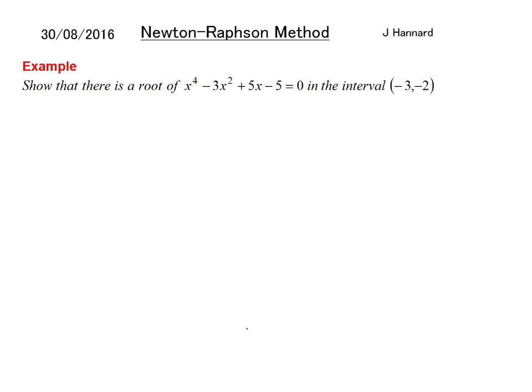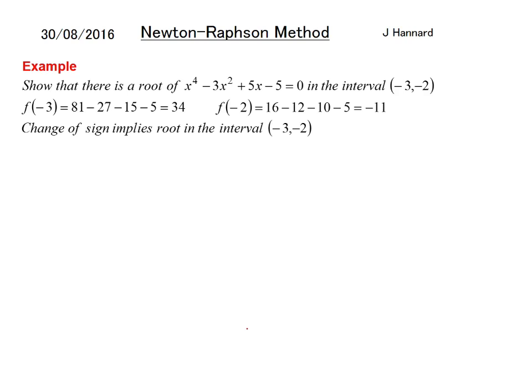So here's an example. Show that there's a root of x^4 - 3x^2 + 5x - 5 in the interval -3 to -2. So if you put -3 into the function, you get 34. If you put -2 in, you get -11. Change of sign implies that there's a root between the interval of -3 and -2. We've been doing this time and time again over the last few lessons.